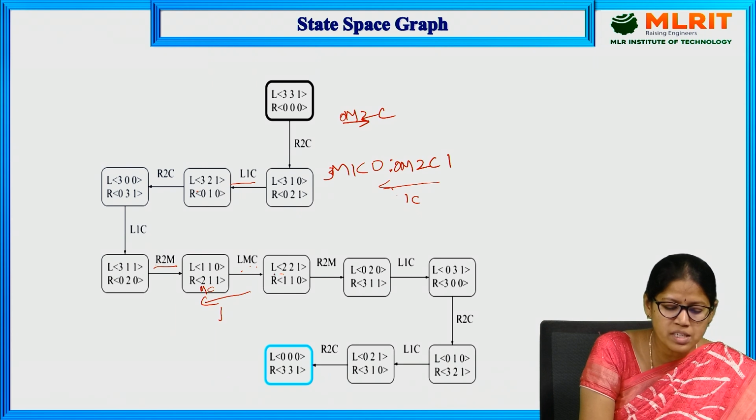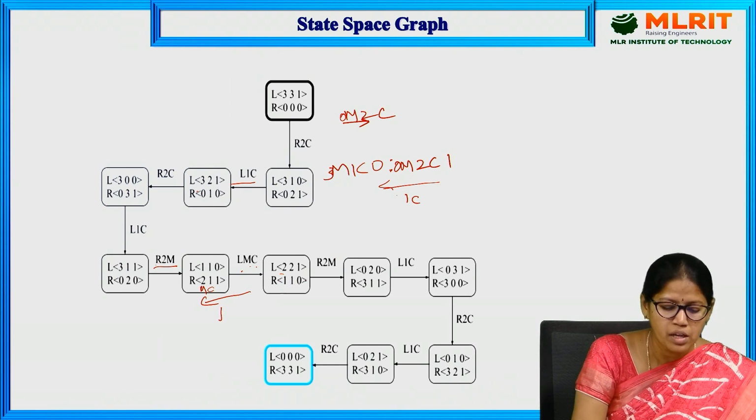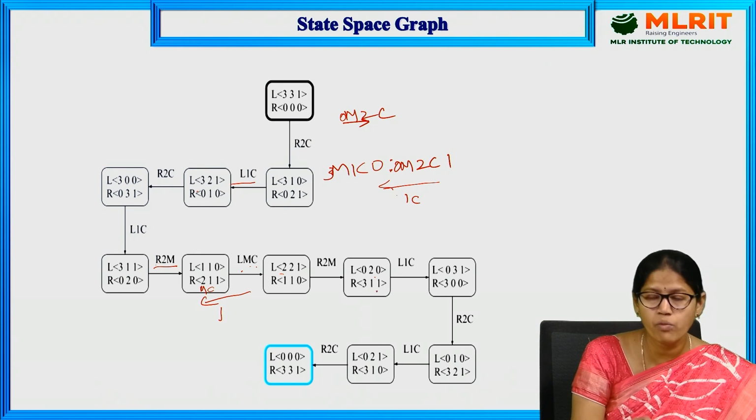So now the state is at left side 2 missionaries, 2 cannibals and 1 boat. At right side 1 missionary and 1 cannibal. Now 2 missionaries crossing the river to right side. Now left side 0 missionary, 2 cannibals and 0 boat. At right side 3 missionaries, 1 cannibal and 1 boat.